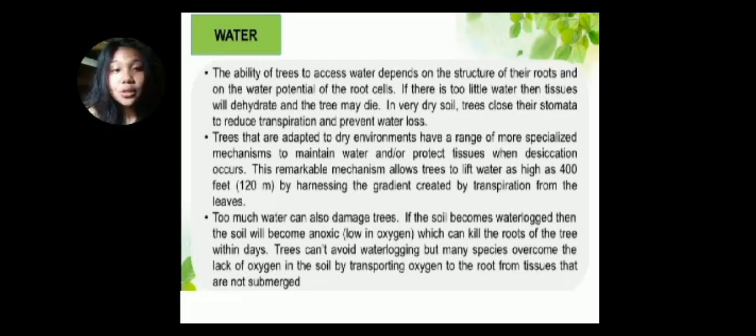Trees that are adapted to dry environments have a range of more specialized mechanisms to maintain water or protect tissues when desiccation occurs. These remarkable mechanisms allow trees to lift water as high as 400 feet, or 100 meters, by harnessing the gradient created by transpiration from the leaves. Too much water can also damage trees. If the soil becomes waterlogged, then the soil will become anoxic, low in oxygen, which can kill the roots of the tree within days. Trees can't avoid waterlogging, but many species overcome lack of oxygen in the soil by transporting oxygen to the roots from tissues that are not submerged.